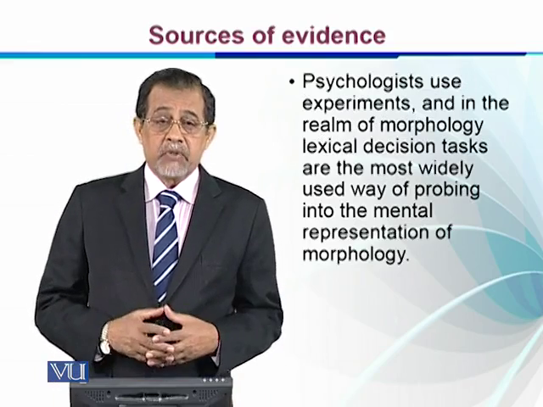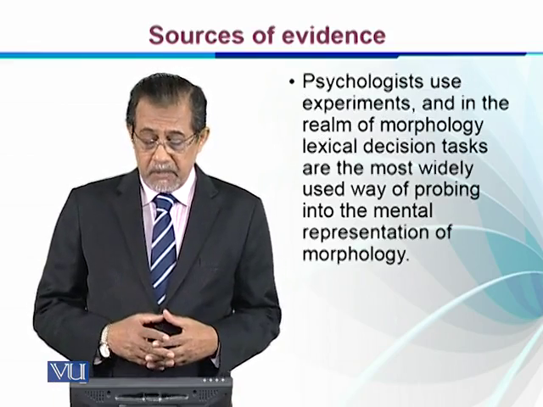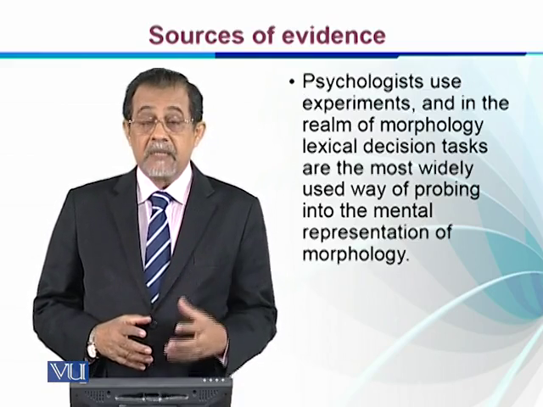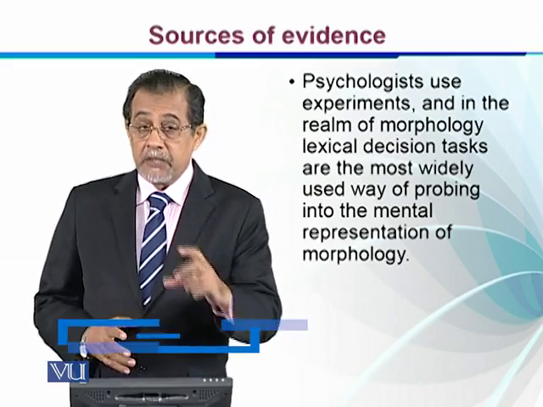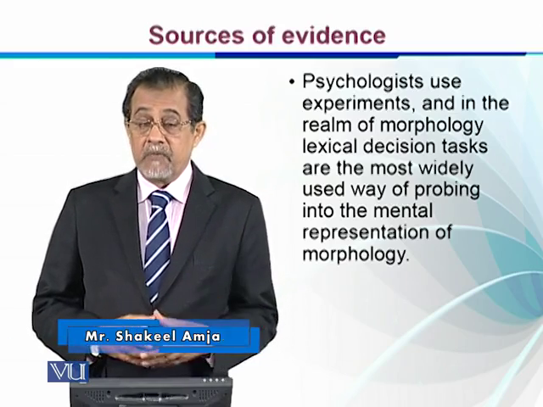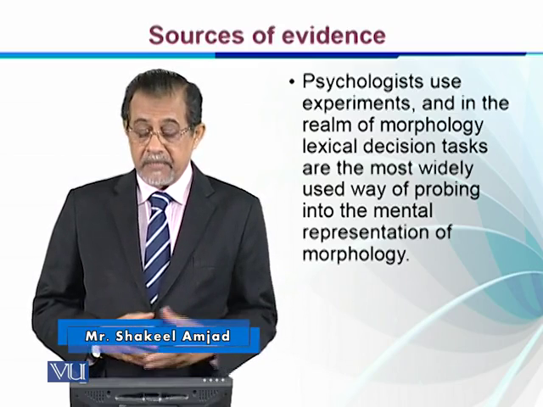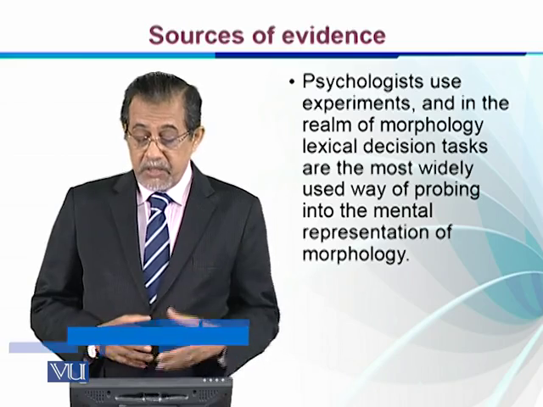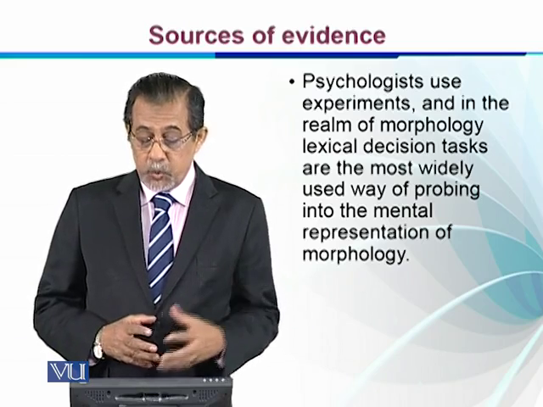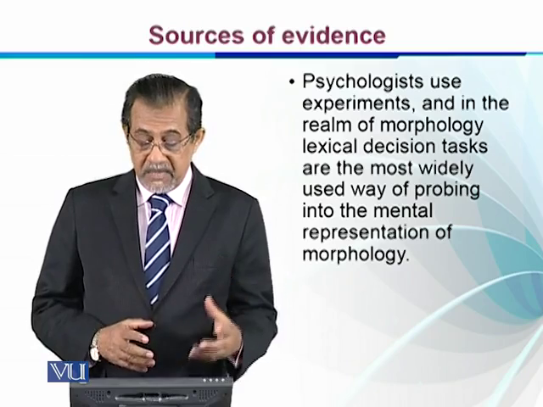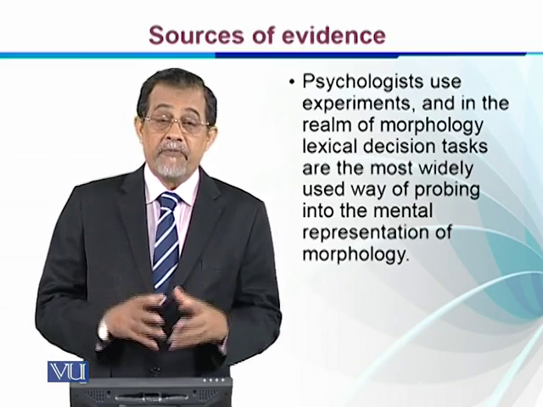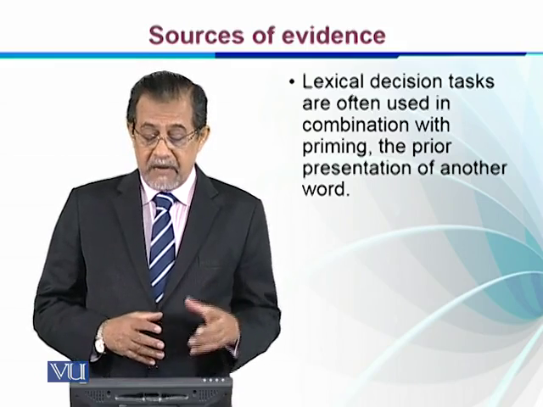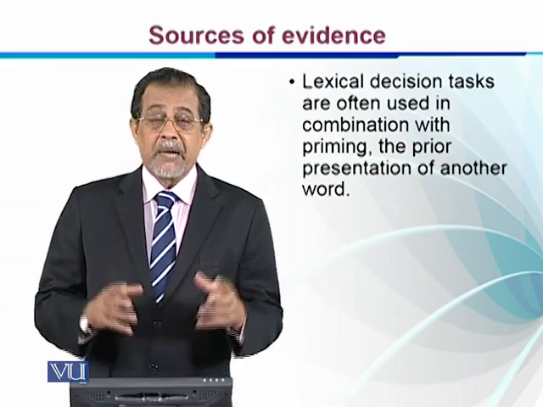One is experimental and the other is naturalistic data. Psychologists use experimental methods, and in the realm of morphology, the lexical decision task, in which a decision is taken regarding a certain lexical item. Lexical decision tasks are the most widely used way of probing into the mental representation of morphology. They are often used in combination with priming.